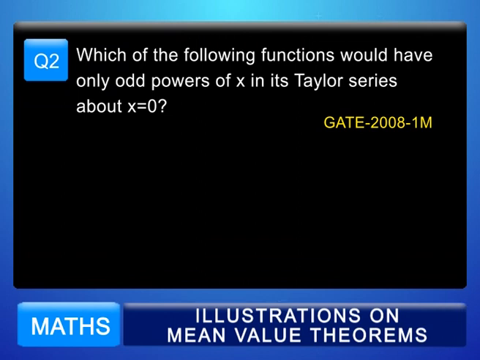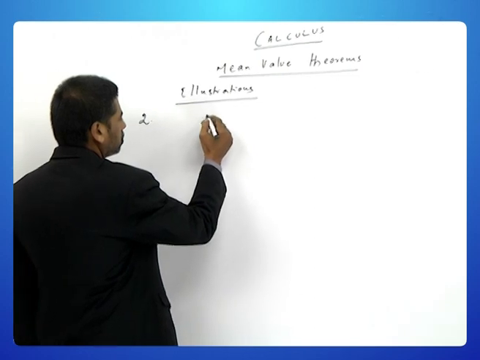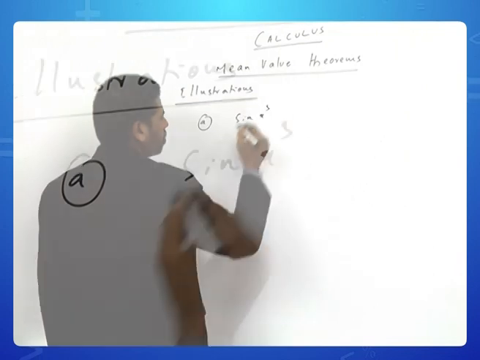Question number 2. Which of the following functions would have only odd powers of x in its Taylor series about x is equal to 0? The options are sin x cube, cos x squared, cos x cube and sin x squared. So, suppose we take sin x cube.